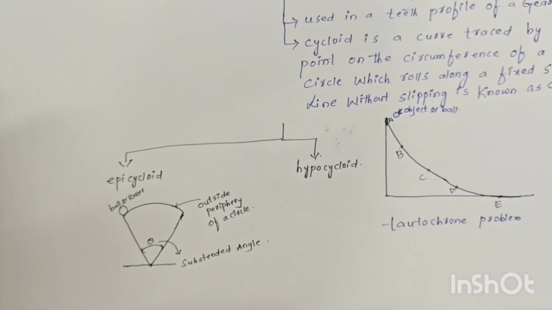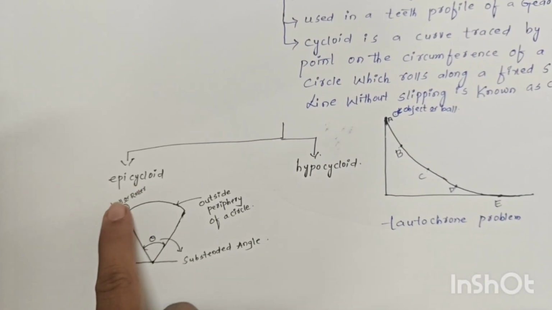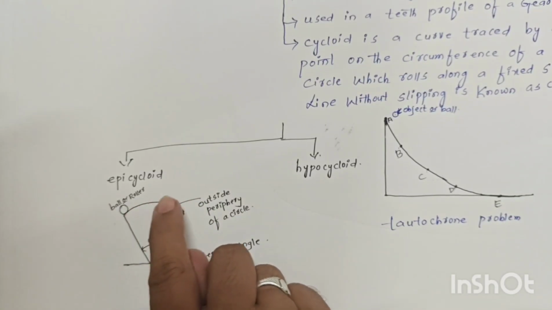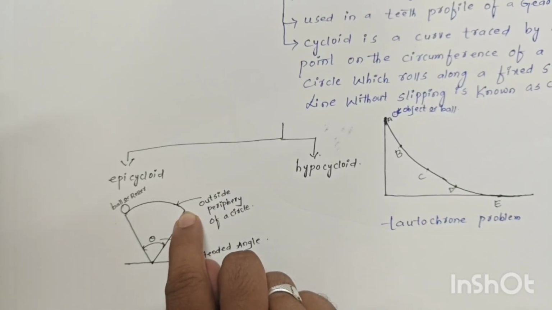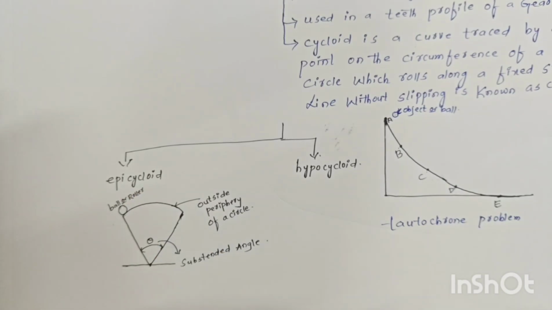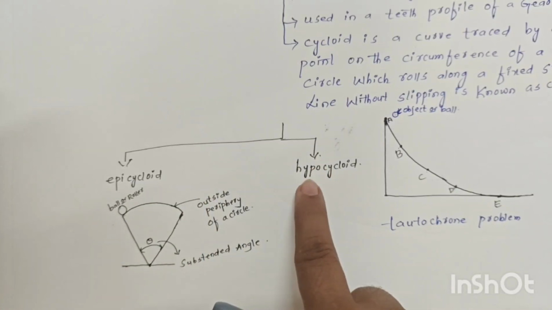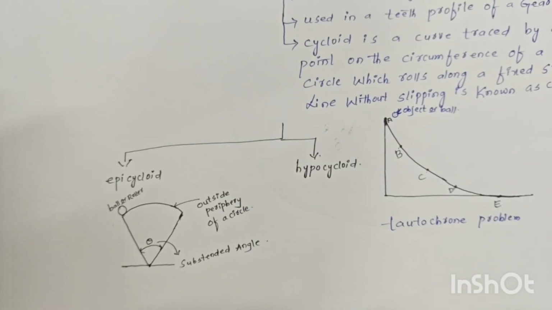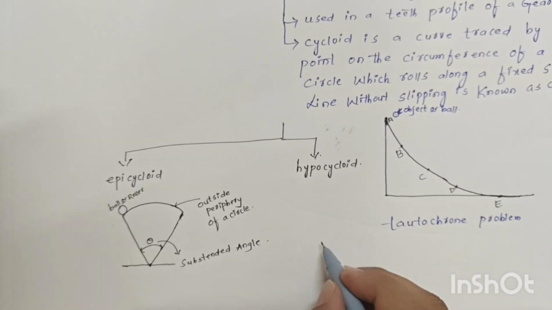Again, I will repeat here. The epicycloid is nothing but the ball or roller which rolls outside the periphery of a circle without slipping as it moves from one place to another. Is it right? So what we can say, epicycloid. Clear? What about the hypocycloid? Hypocycloid is the one in which the ball or roller rolls inside the periphery of a circle.